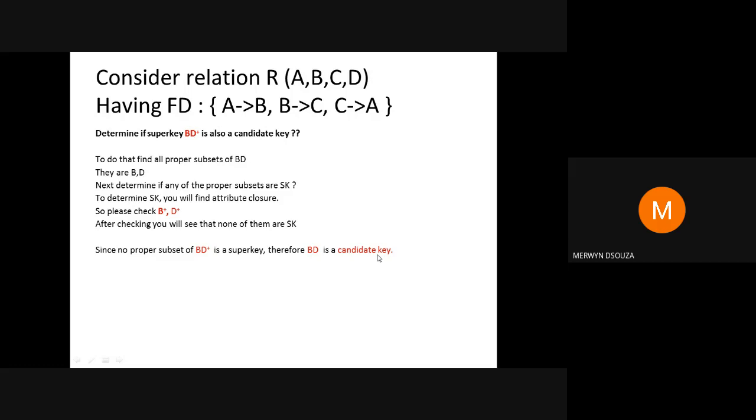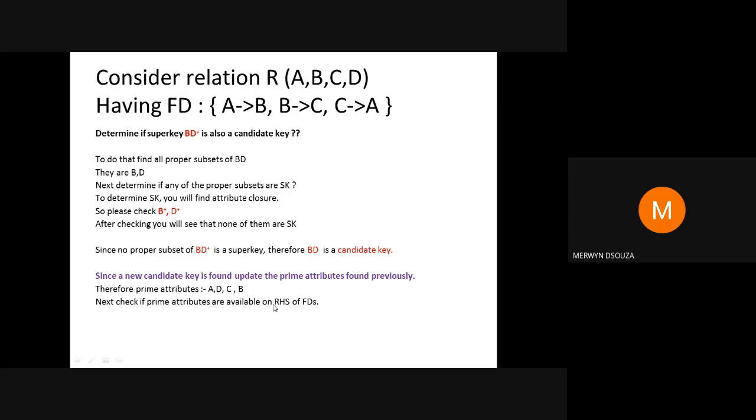So once you have found out the new candidate key, update the prime attributes that you had found previously. So now the prime attributes will be A, D, C and B. So once you find out the new prime attributes, check whether these prime attributes are available on the right hand side of the functional dependencies. Okay. So you find that A is present here in the functional dependency, but we have already used that. D is not present on the right hand side anywhere. C is present on the right hand side here, but we have already used this functional dependency. Okay. And B is present here.